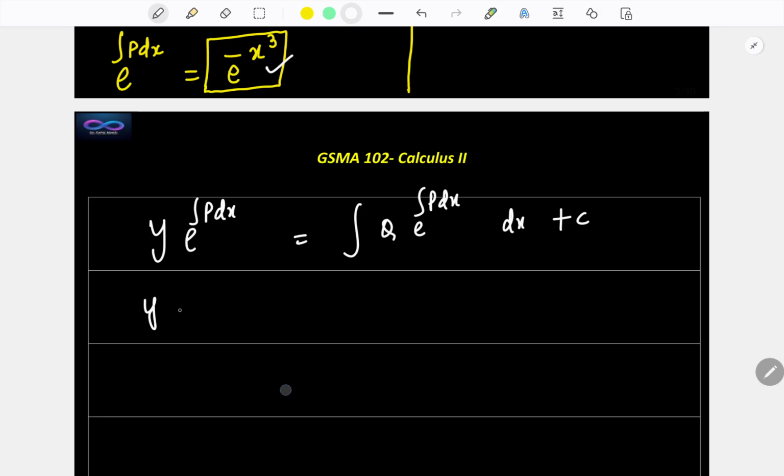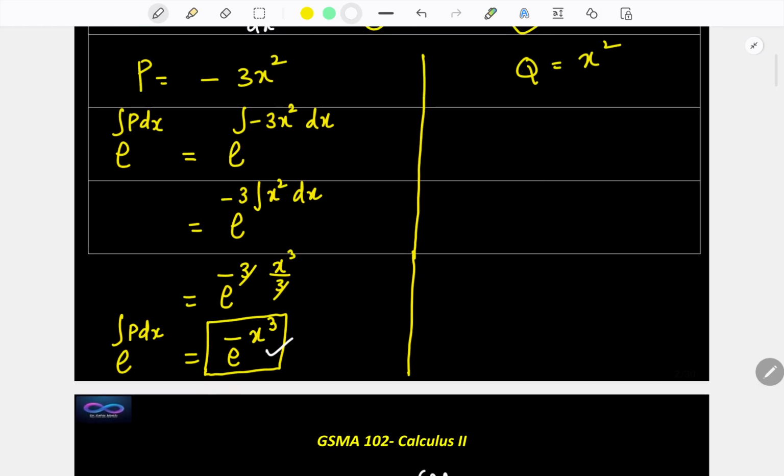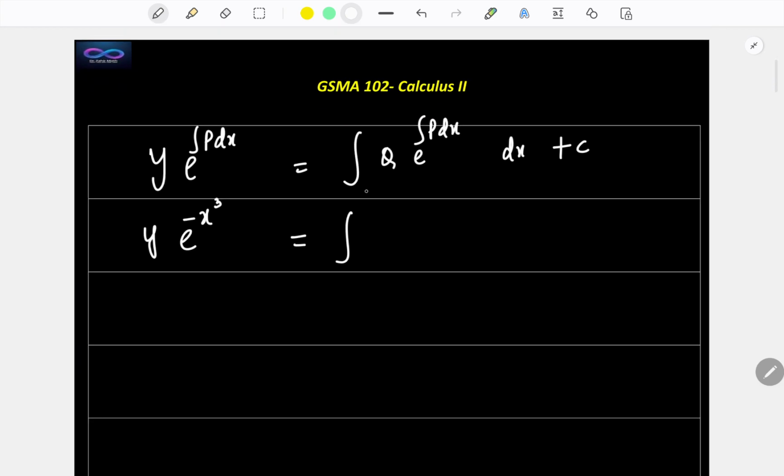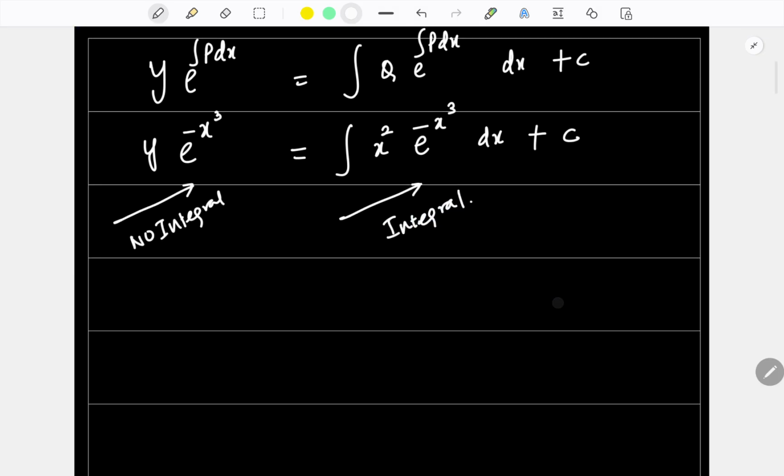Okay. So this is y e power minus x cube equals integral q. Just now we wrote the value of q, which is x square, right? So this is the integral of x square e power minus x cube dx plus integrating constant c. This side there is no integral, keep that in your mind, and this side the integral is there. So you have to integrate this one.